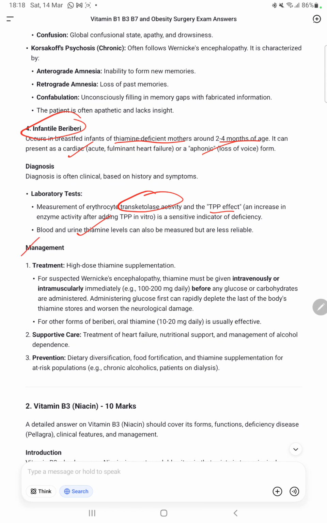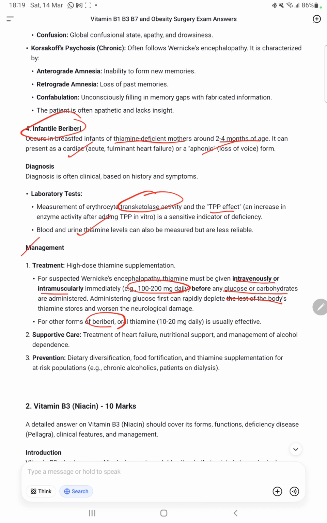Management: high dose thiamine supplementation is given. It might be given for suspected Wernicke's encephalopathy. The thiamine must be given intravenously or intramuscularly immediately, that is 100 to 200 milligrams, before glucose or carbohydrates, because if glucose and carbohydrates are administered first, that will rapidly deplete whatever thiamine stores are present and will worsen the neurological damage. For other forms of beriberi, oral thiamine can be given, 10 to 20 mg daily.